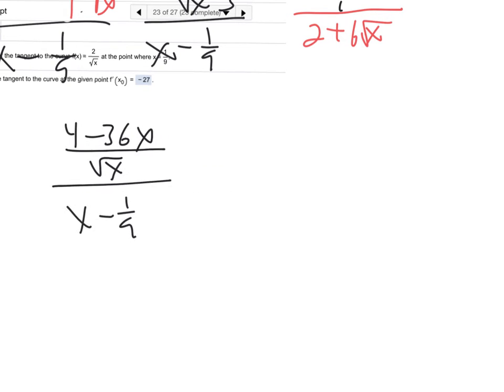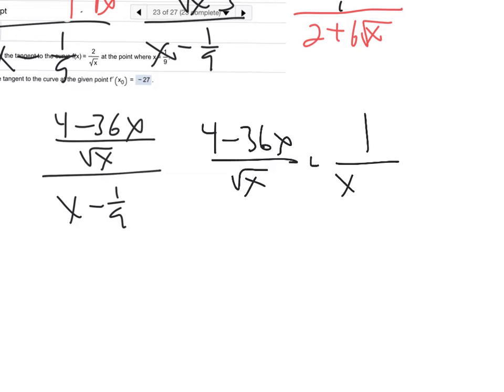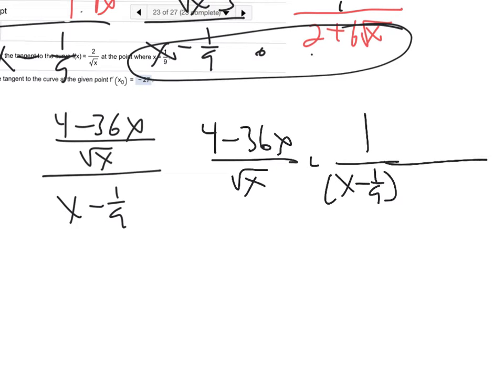So isn't this the same as 4 minus 36x over square root of x times 1 over x minus 1/9? Oh, you know what I didn't copy down is I didn't multiply those there, so I got to do that. I'm going to do 2 plus 6 root x. Okay? So I've taken care of everything. I still can't cancel out. I know that's the piece I want to cancel out, but I didn't see how I could do that.